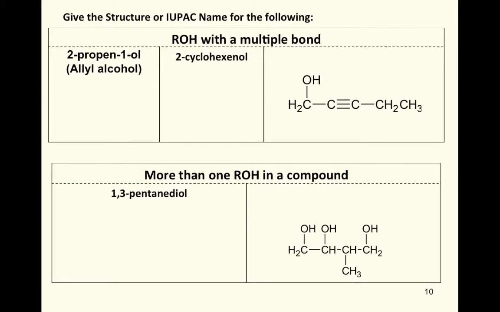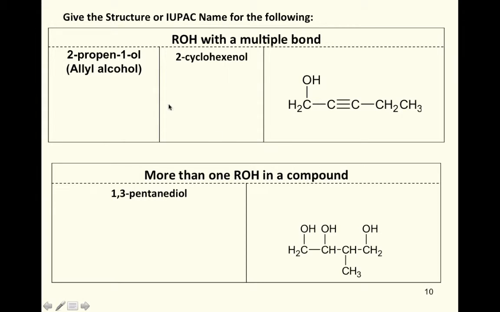For this next section here, what I chose to do was to pull out some alcohols that have a couple of extra things going on. So for the first box on the top here, I have alcohols with multiple bonds. And beneath that, I have how you handle it when you have more than one alcohol group in a compound. So let's go ahead and start up here at the top.